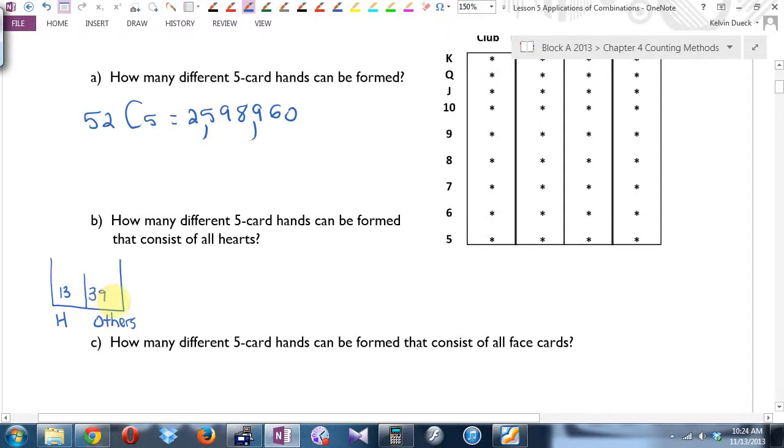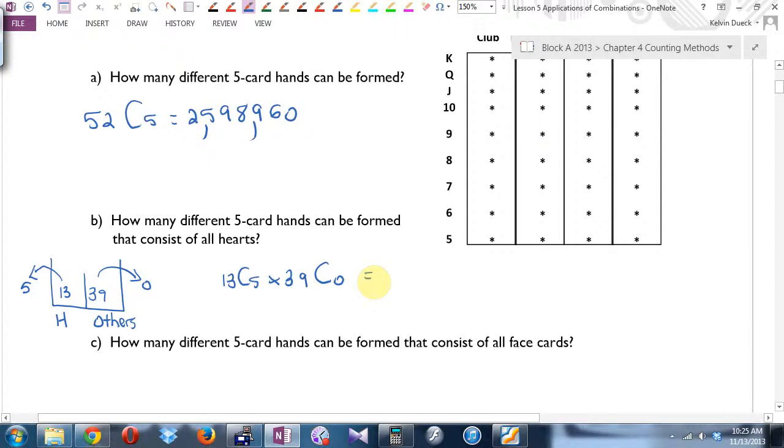In this question, how many hearts do we want to pick? 5. How many others do we want to pick then? 0. How many different 5-card hands can be formed that consist of all hearts? What choose what? From 13 hearts, choose 5 of them, and from 39 others, choose none of them.